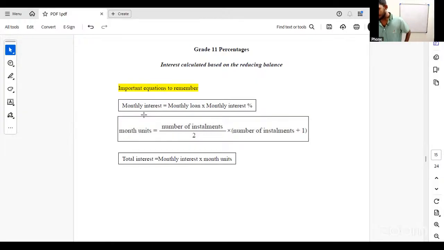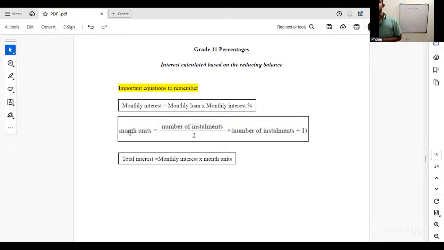Second one is month units. This also you have to remember. So month units equals the number of installments over 2 into the number of installments plus 1. If I take the number of installments as n, then I can write it as n over 2 into (n plus 1). This is the equation for month units.